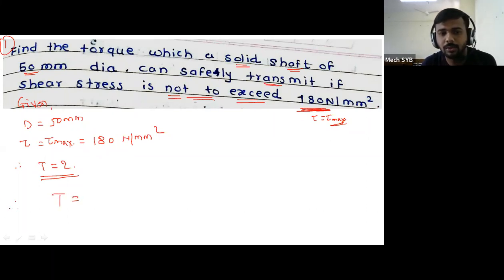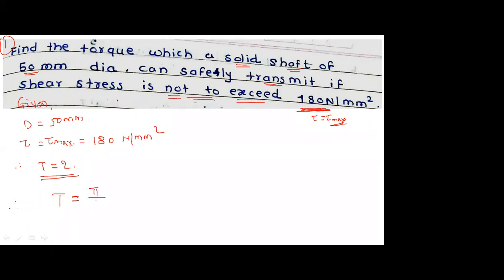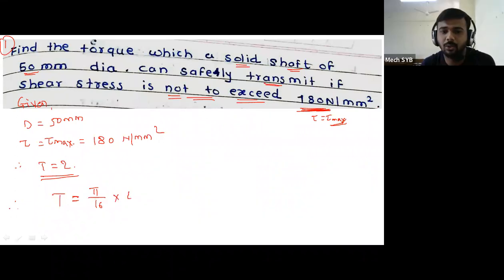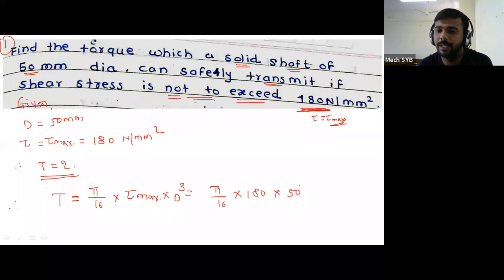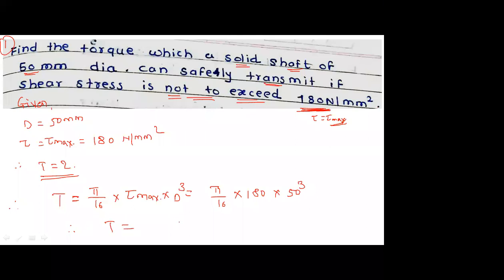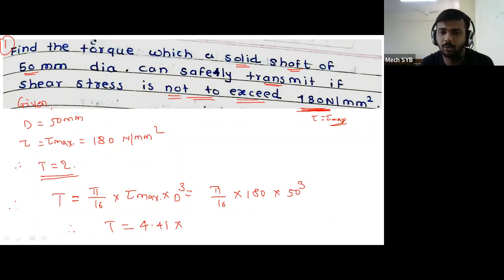Capital T is equal to pi by 16 into tau max into d cube. Correct. So pi by 16 as it is, into tau max 180, into d cube, 50 cube. So you will get torque is equal to 4.41 into 10 raised to 6.